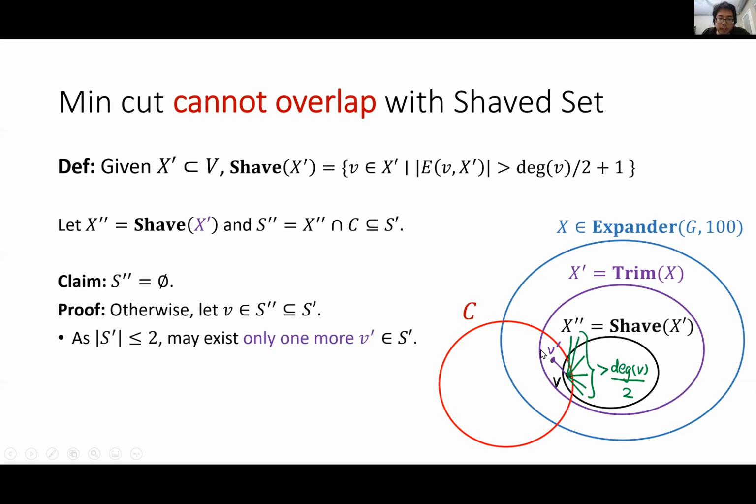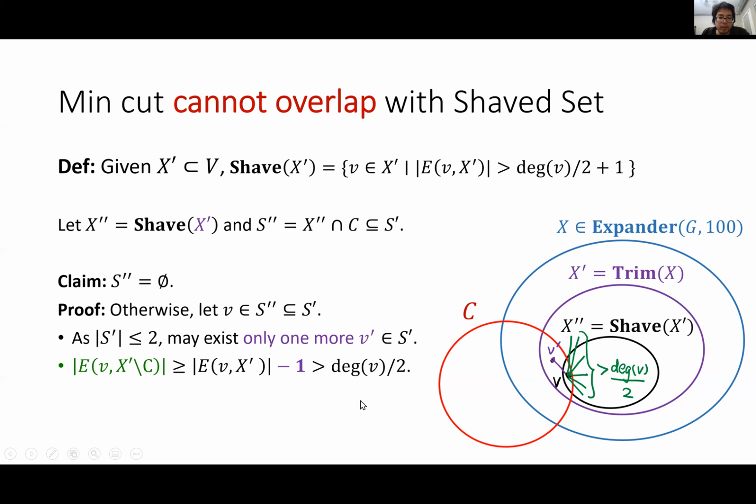So, but we know that S prime, the intersection between C and X prime, is of size at most 2. So there may exist only one more vertex V prime in S prime. So there are just at most 2 vertices in S prime here, right? But what do we have?